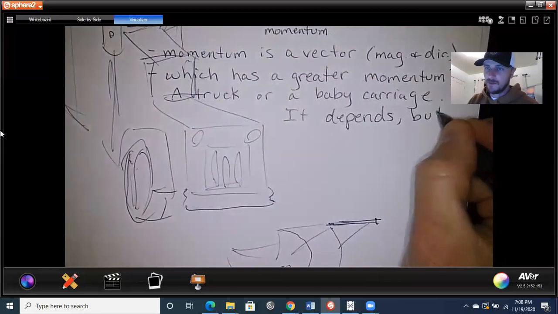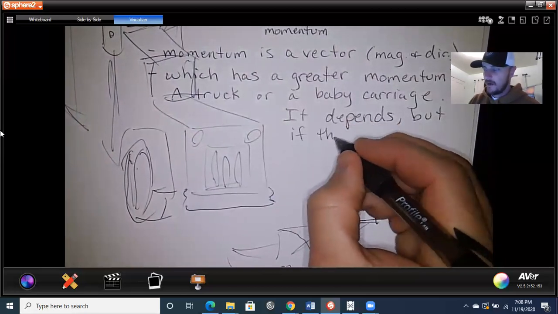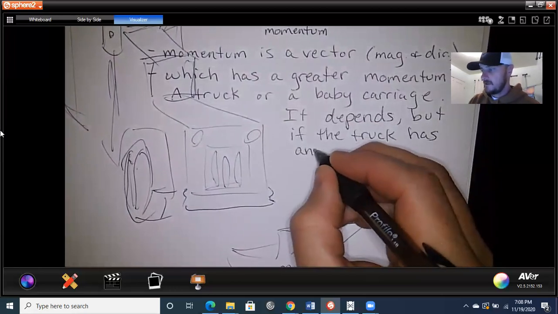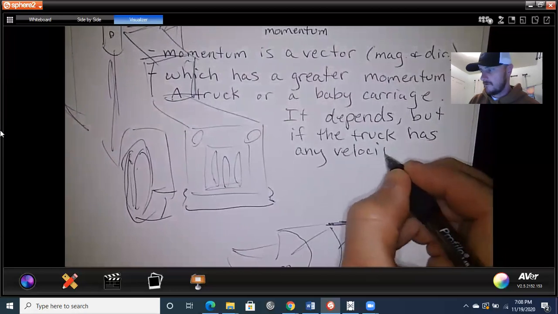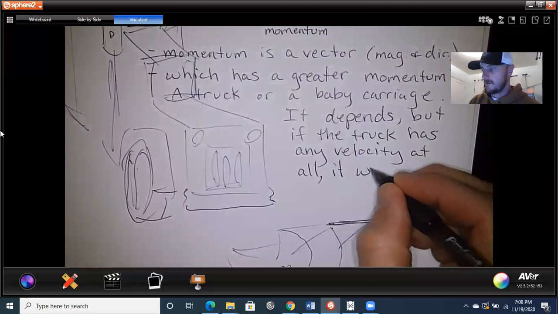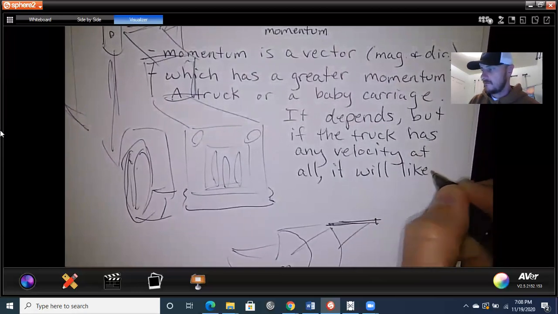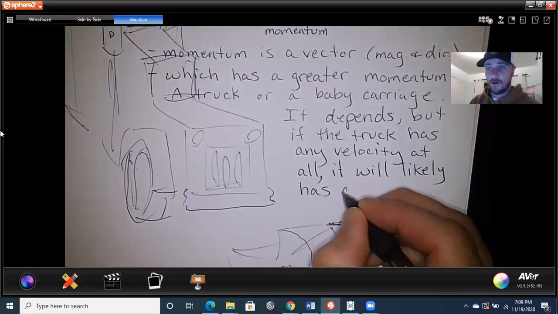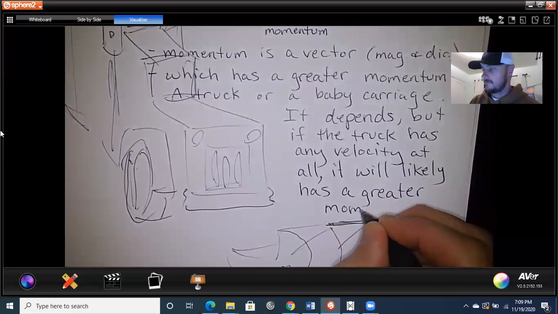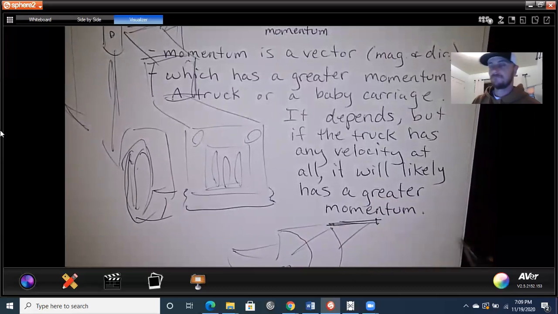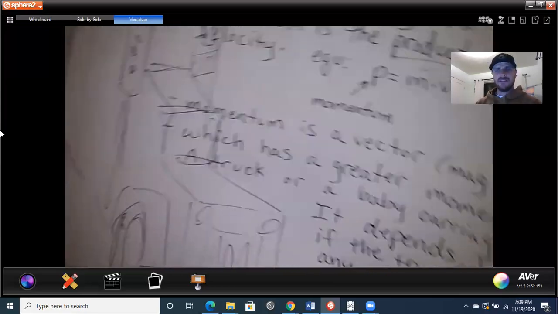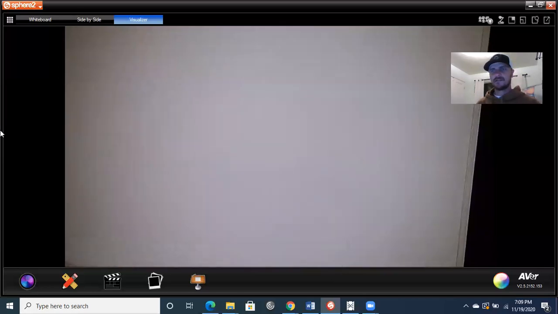But we can pretty much say this: if the truck has any velocity at all, it will likely have a greater momentum. I mean, it will. Right? Okay. Done with that. Hopefully you didn't take a full page for that. I know I did. Let's go on to the next idea.